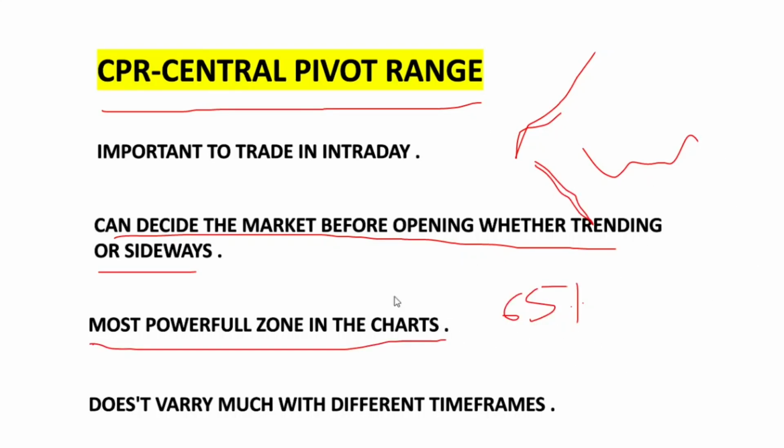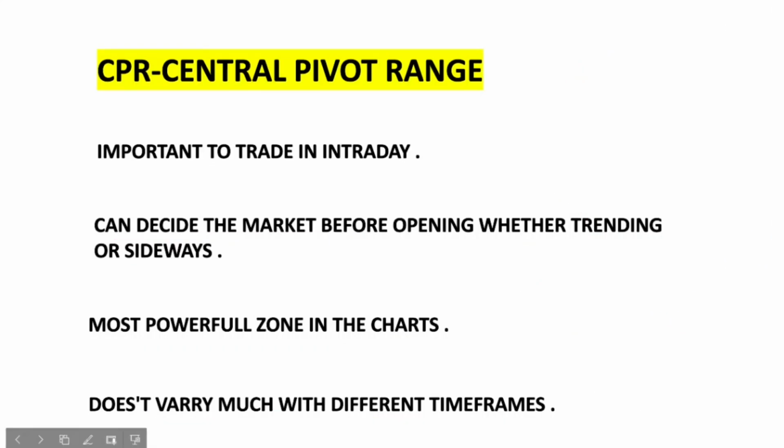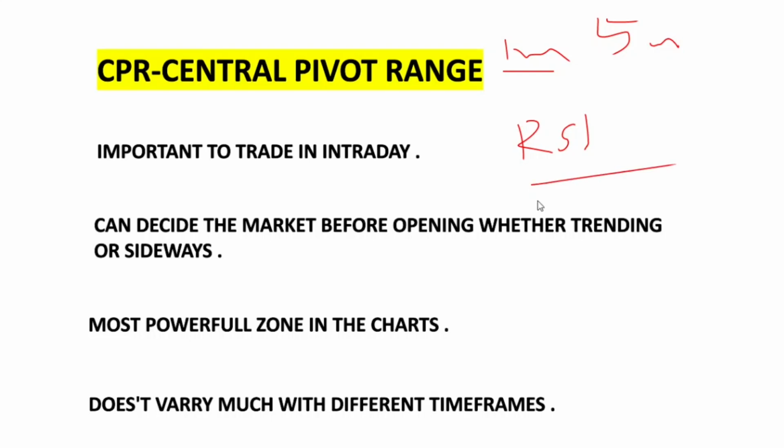65% of the time, price touches CPR. So this is the most powerful zone in your chart, and it doesn't vary much with different time frames. For example, if you consider RSI or MACD indicators, they change with time frames. In the 1 minute time frame, RSI will give different indications. In the 5 minutes time frame, RSI will give different indications. But pivot points will be the same for 1 minute, 5 minutes and 15 minutes. Pivot points will be the same for different time frames.